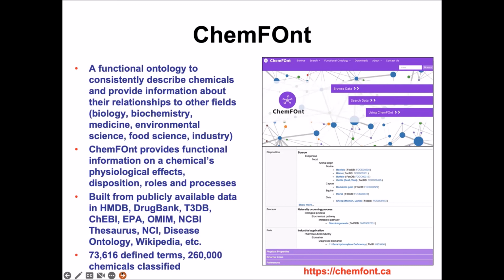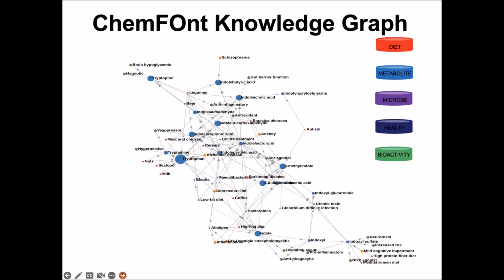Right now, the ontology ChemFOnt has about 73,000 defined terms, and we've classified about 260,000 chemicals. There's a website. It's still evolving a little bit, although it's close to its final version. And it's mature enough so that we can start using it for creating some interesting knowledge graphs. This is an example of tryptophan, and it's showing how and where it can come from, how it's associated with certain diseases, how it's transformed into various indole derivatives, which microbes are responsible for that, and then again, some of the side effects that these things have. So it's connected or connectable, and the idea is to make it informative, machine readable, findable, FAIR compliant, and computable.